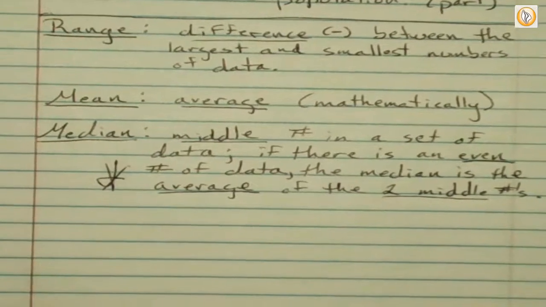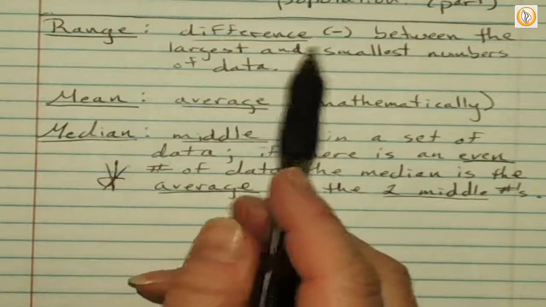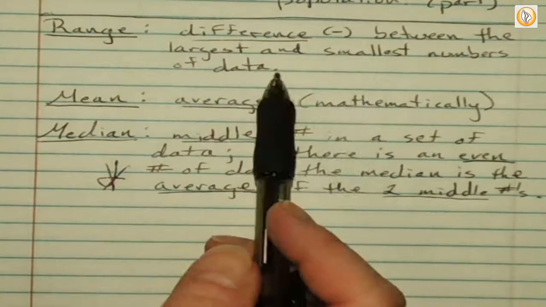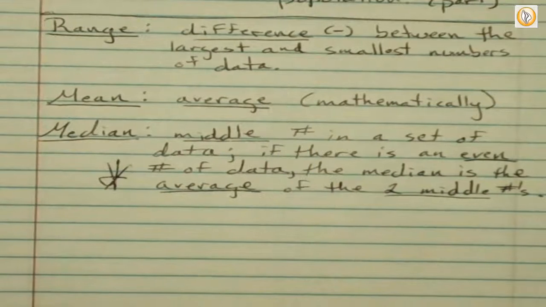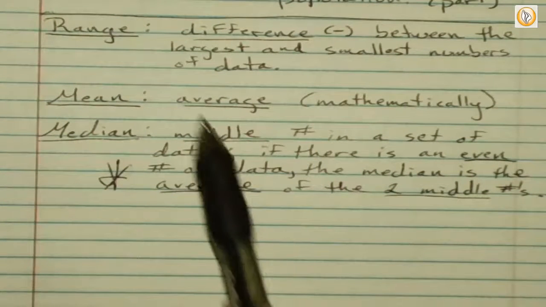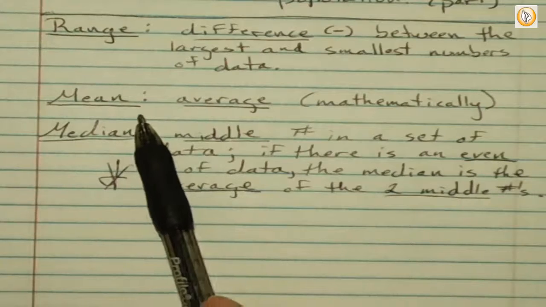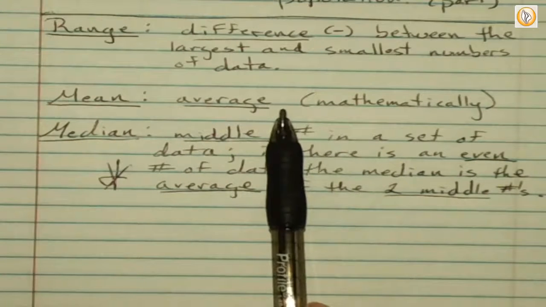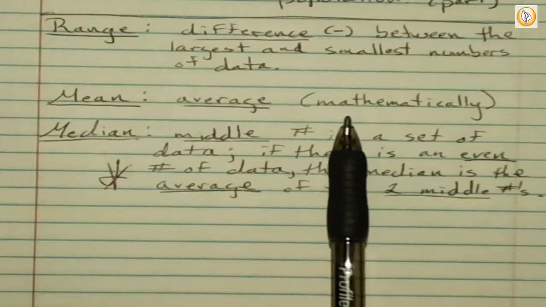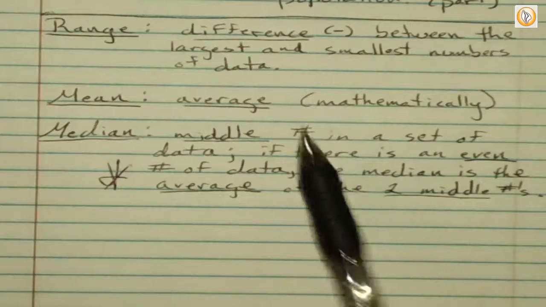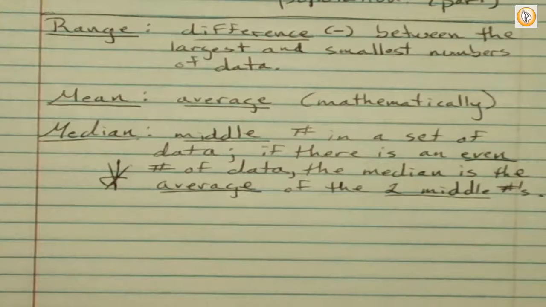Okay. So your range is the difference between the largest and smallest numbers of the data. Like if it was grades, I would take the highest grade and the lowest grade and I'd subtract them, and that would be my range. Mean is the average, mathematically speaking. And if you don't remember how to do that, I'll write that on here.